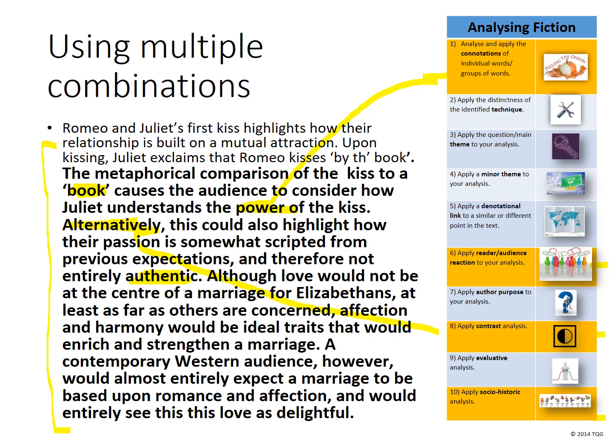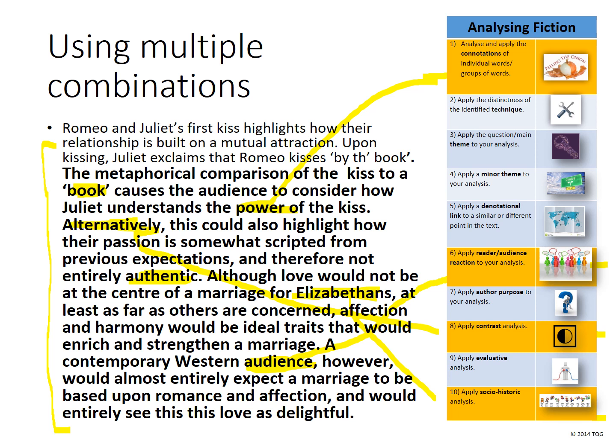Although love would not be at the centre of a marriage for Elizabethans, so we can see here some context, at least as far as others are concerned, affection and harmony would be ideal traits that would enrich and strengthen a marriage. A contemporary Western audience, however, would almost entirely expect a marriage to be based upon romance and affection and would entirely see this love as delightful. The key thing here is that we're talking about the audience and their reaction to this moment.